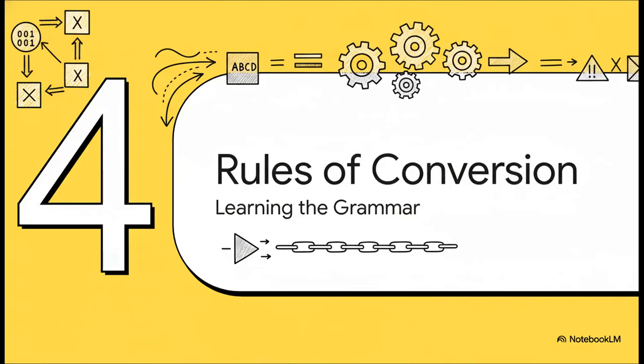Okay, so we've met the different number systems. We know who the players are. Now, how do we actually learn the rules? How do we translate between them? Let's get into the how-to.